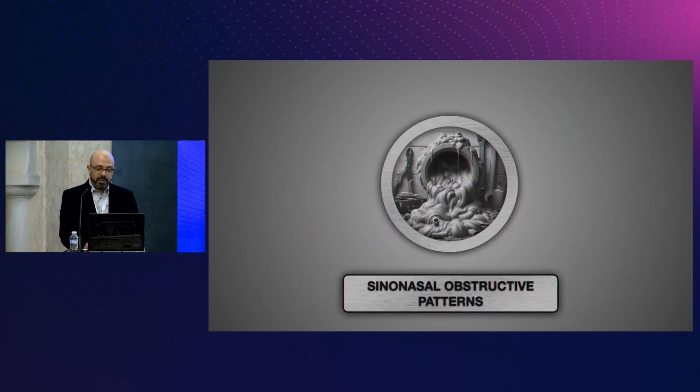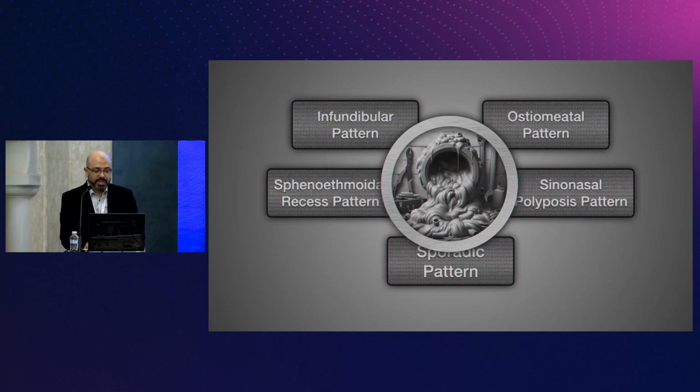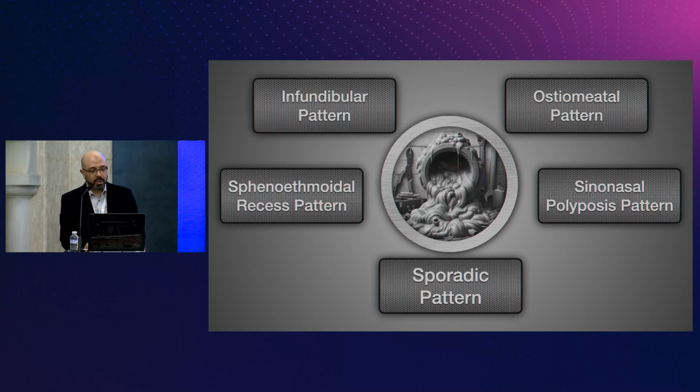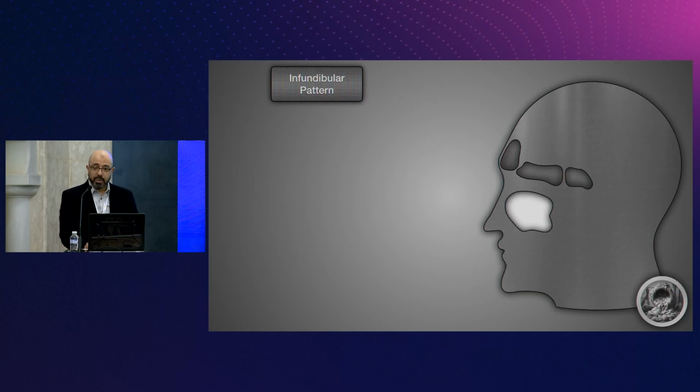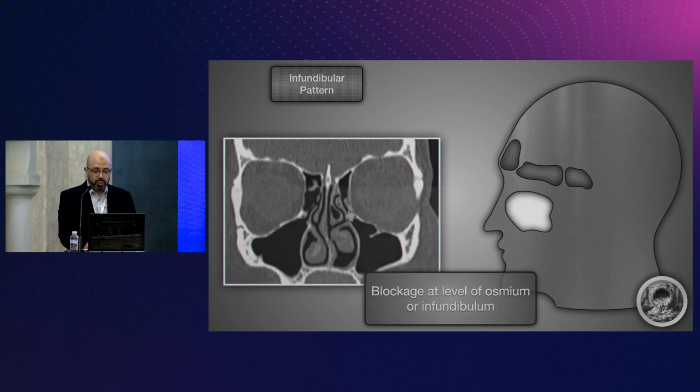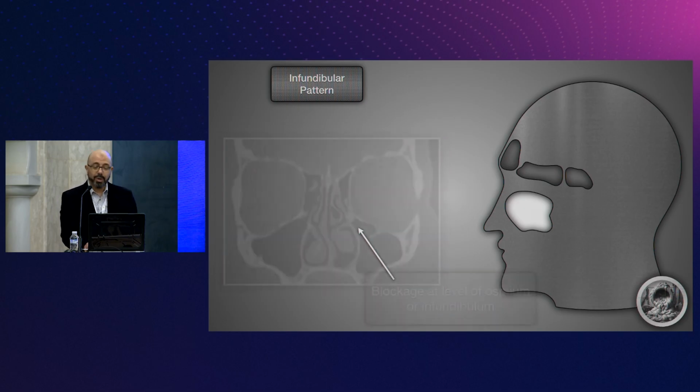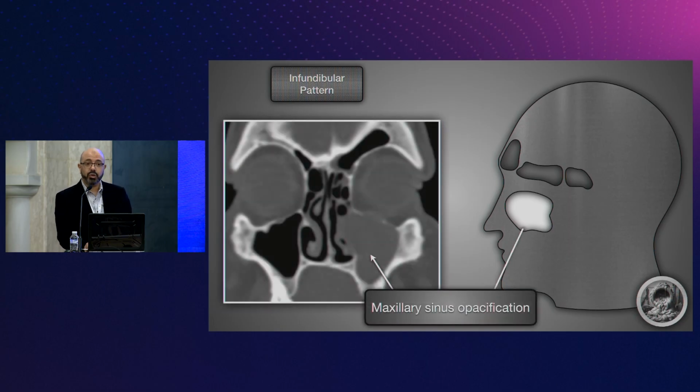So we have 5 different sinonasal obstructive patterns, and these are the infundibular pattern, the osteomeatal pattern, sphenoethmoidal recess pattern, sinonasal polyposis pattern, and finally the sporadic pattern. What do we mean by infundibular pattern? As the name implies, the blockage will be at the level of the maxillary ostium or the ethmoidal infundibulum, which means that we will have only one sinus opacified, and this is your maxillary sinus.